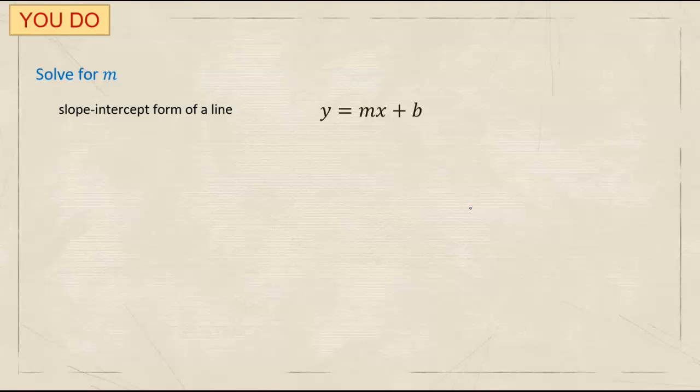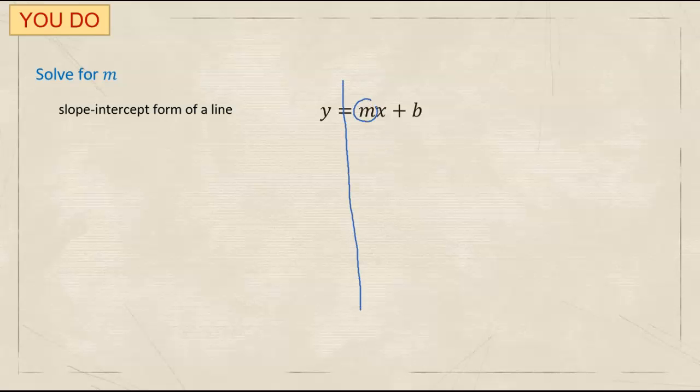Let's look at this one. Slope-intercept form. This should be familiar from this class. We've looked at this many times this year. This is the slope-intercept form of a line. We always have this solved for y, but now it's telling us to solve for m. There's no reason we can't do that. We can solve for any particular variable here.